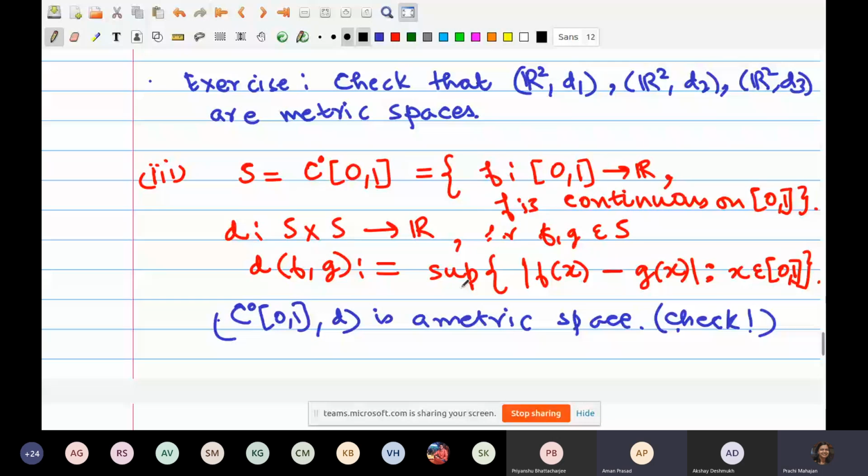Is that okay? Yes, ma'am. The point of citing this example is not to go into continuous functions and things like that. It is only to give you an example of an abstract set for which you might not have seen how to measure distances. That's all. Is this okay with everybody present here? I'll just leave this checking part to you.